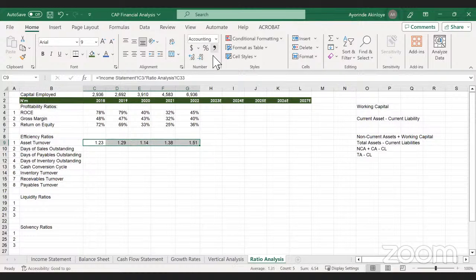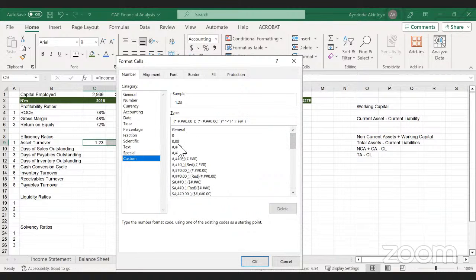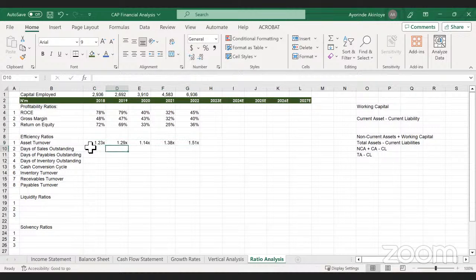So you can do this like this, or you can do something like this. If you want to put it in times, you can just do something like this. Yeah, and you can have it in times like this. So asset turnover was 1.2 times, or let me make it 2 decimal places: 1.23, 1.29, 1.14, 1.38, 1.51. That was the asset turnover for each of these years.